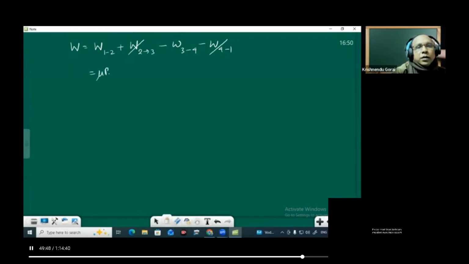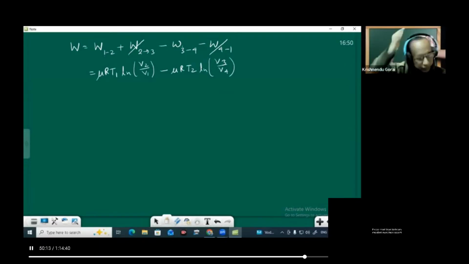Mu r T1 ln V2 by V1. Right? And this is minus mu r T2 ln V3 by V4. So we're getting the work done for 1 to 2 and 3 to 4. Right? These equations we got the work done. Now what we find is efficiency.